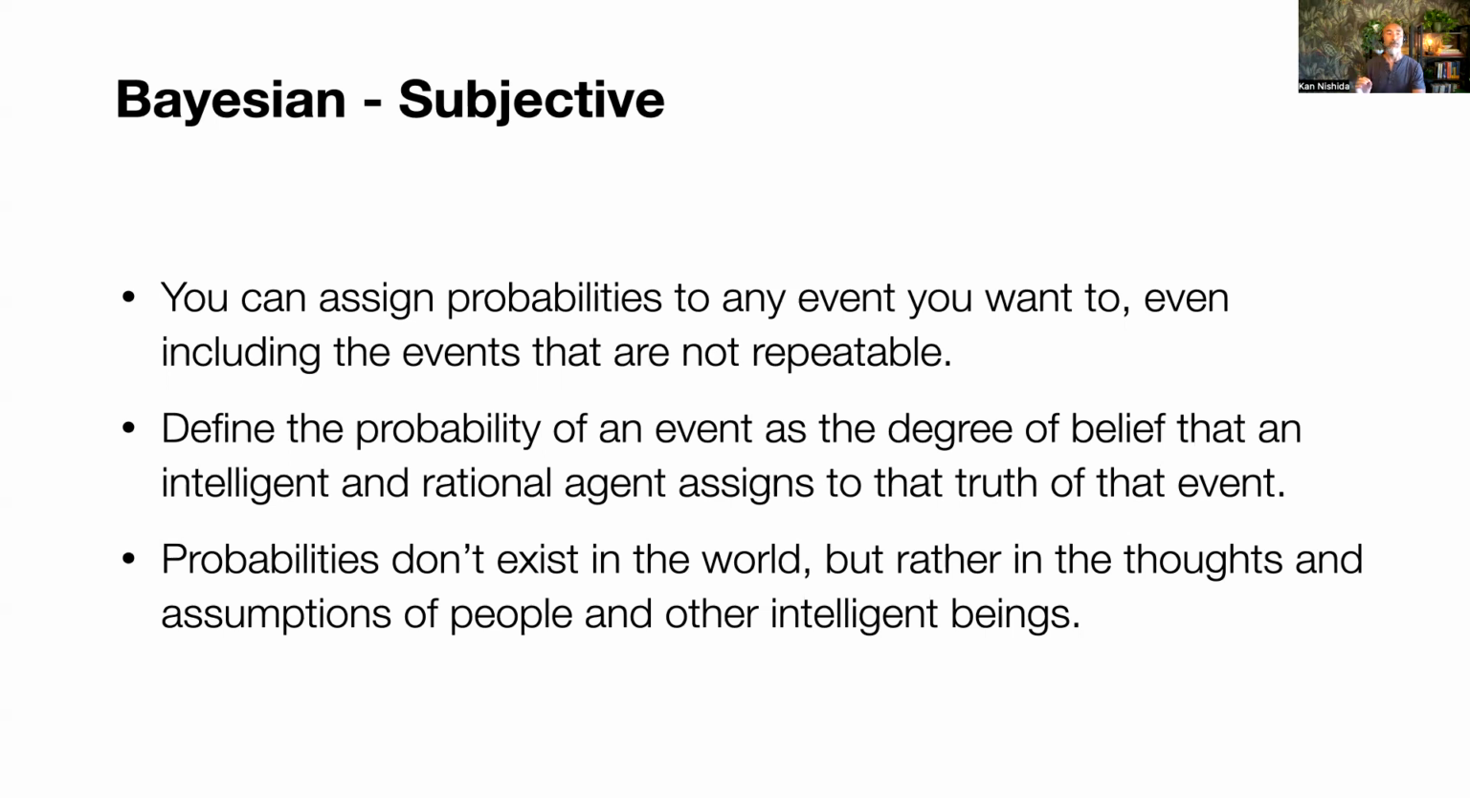So what does that degree of belief mean? Well, that's the subjective part. It depends on that particular person. So probabilities don't exist in the world, but rather in the thoughts and assumptions of people and other intelligent beings. So it's more like a theory, more like it's in your head. That's why, let's say, I think the US is stronger, probably 4 times stronger than Japan. That's actually in your brain. It's not numbers on paper based on data or anything like that. So that's what subjective means.